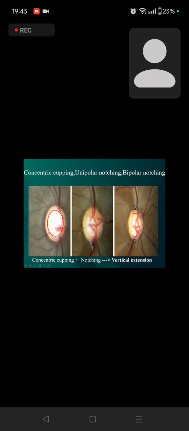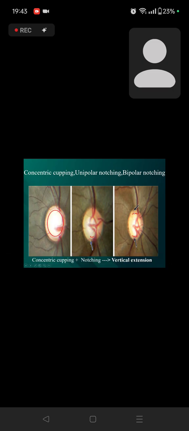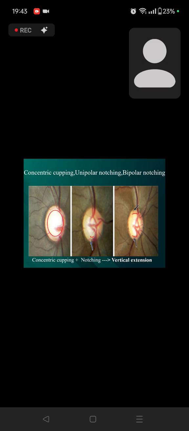So these are some different types of cupping or NRR loss. The first one is the diffuse NRR loss leading to the concentric cupping. That is a diffuse loss of NRR. The next one is localized NRR loss. That is, a neuroretinal rim loss can produce a notching. That is called unipolar notching if it occurs in one quadrant, and bipolar notching if it occurs in two quadrants. And a combination of concentric cupping and notching in the same disc is called vertical extension.